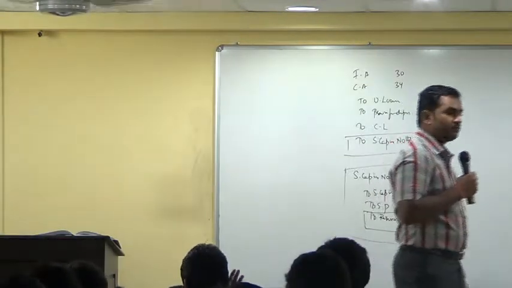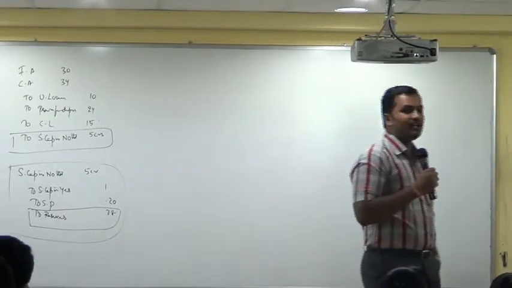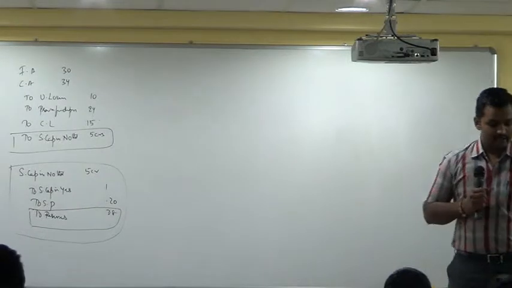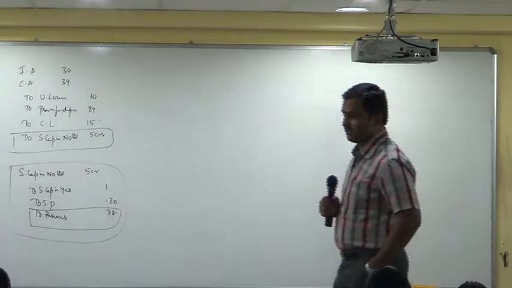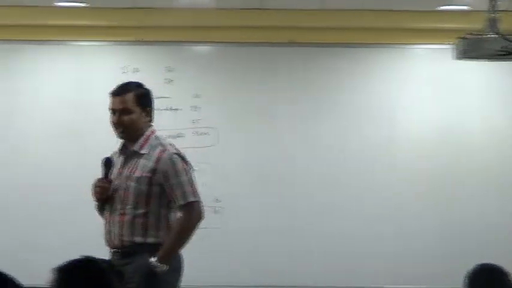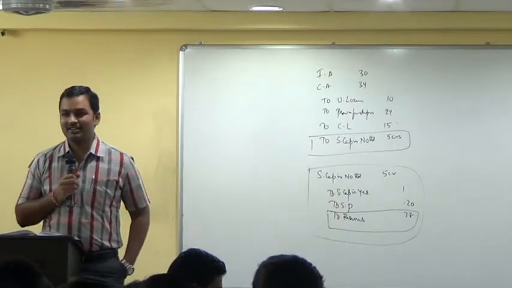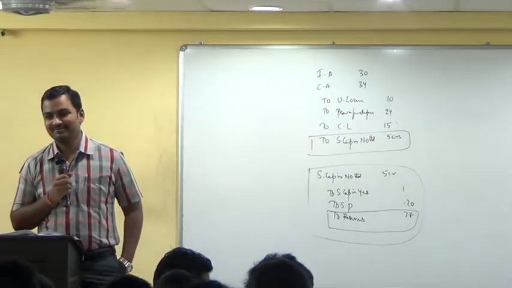Total, how much is the total amount? 1150 lakhs. Okay. Now write down entries in the books of purchasing company. Can we dare writing only one entry? No, 3 entries. We'll write 1 entry only.